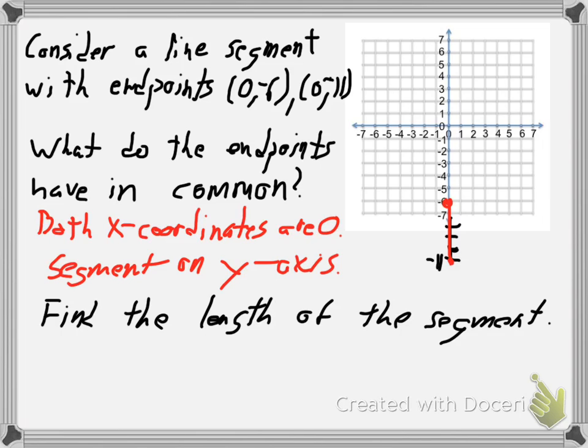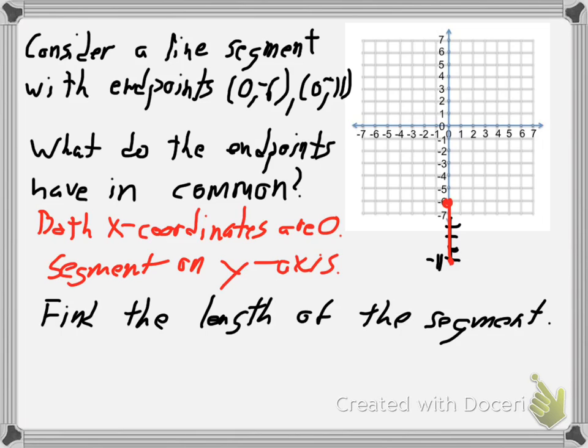The reason I don't want to add them is because going from negative 11 to 0 will actually include the distance from negative 6 to 0. So if I add those up, I'm going to have something way longer than the segment. What I need to do this time is subtract, because my values are on the same side of 0.